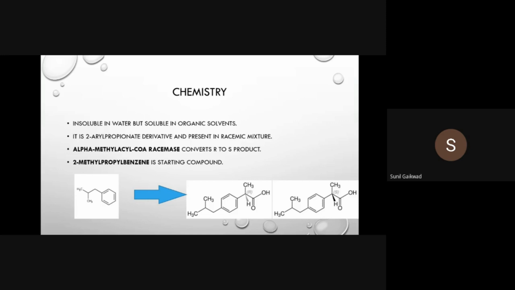The first product that you can see is the R product, in which the hydrogen is backwards, and the second product is the S product. The hydrogen you can see is forwards. So that is called an enantiomer, because they are not superimposable. Now, 2-methylpropylbenzene is the starting compound. The compound first you can see is 2-methylpropylbenzene, and 6 steps take place, and then ibuprofen is formed.